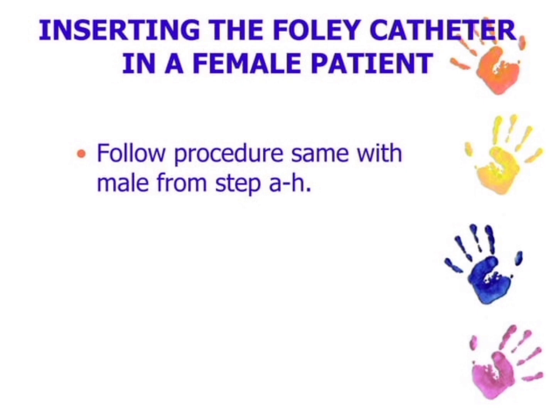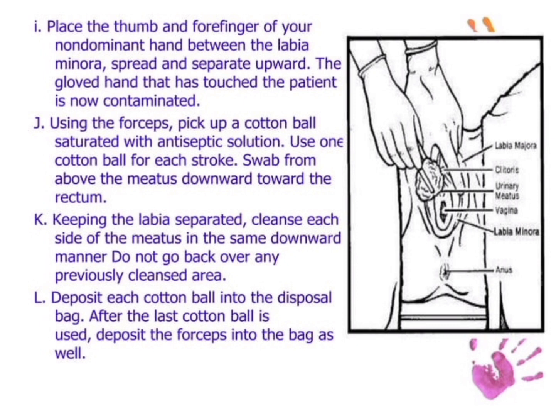Inserting the Foley catheter in a female patient. Follow the same procedure as for the male from step A to H. Place the thumb and forefinger of your dominant hand within the labia minora. Spread them upward. The gloved hand that has touched the patient is now contaminated. Using the forceps, pick up a cotton ball saturated with the antiseptic solution. Use one cotton ball for each stroke.